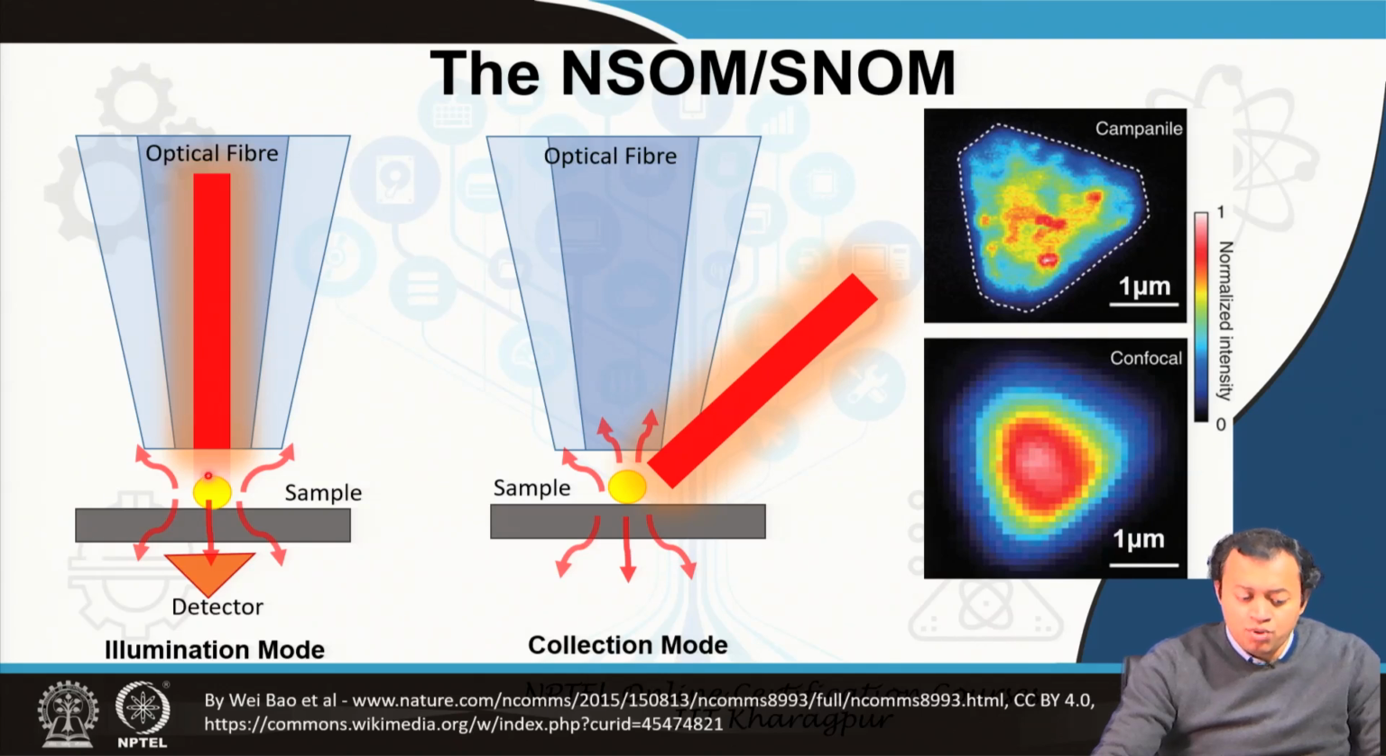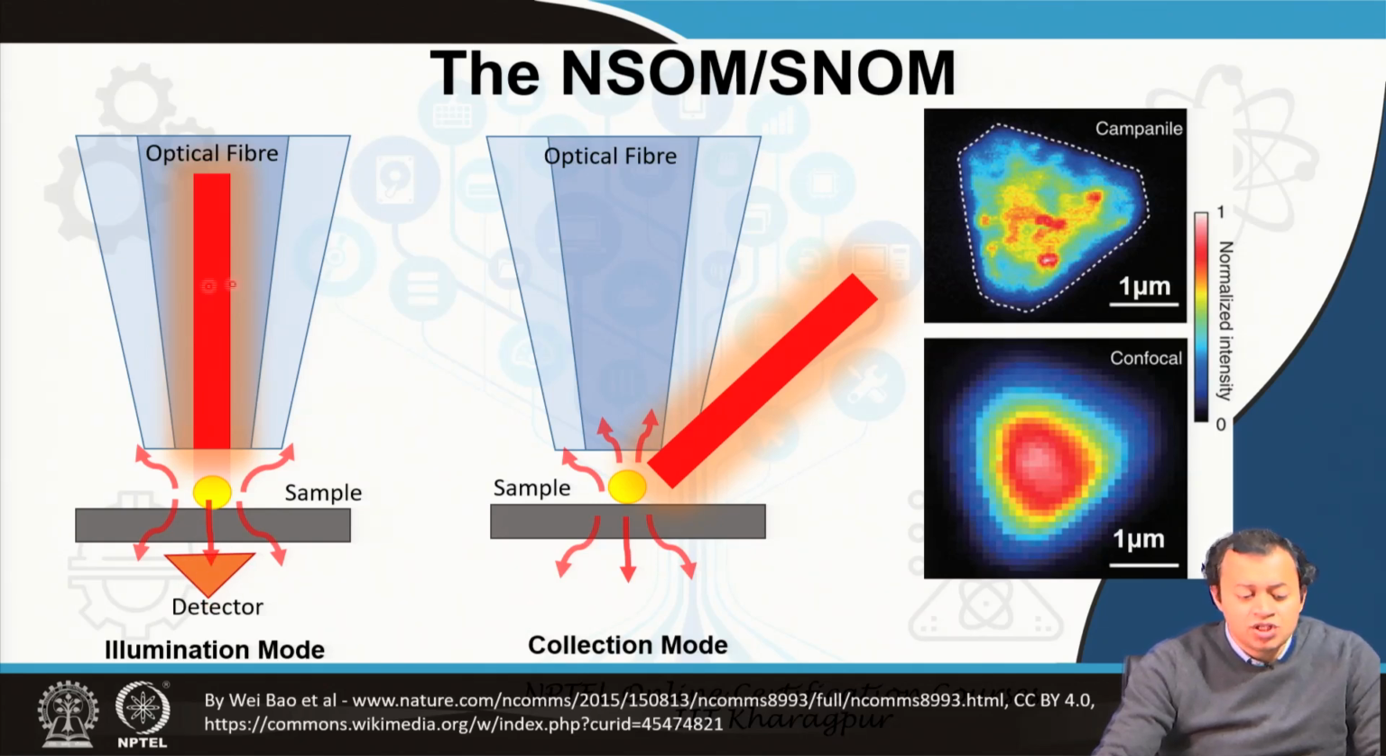The source is brought within 50 nanometer range of the sample. We brought the source within 50 nanometer of the sample, and the sample, because of the presence of the evanescent field, starts scattering or generating photons, or anything, and that we are able to use with the help of a detector.